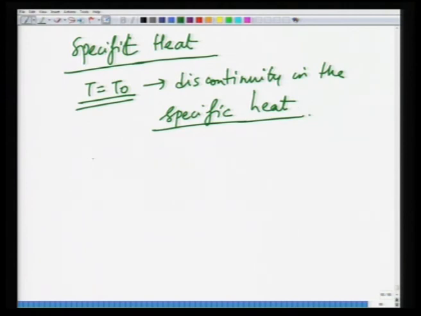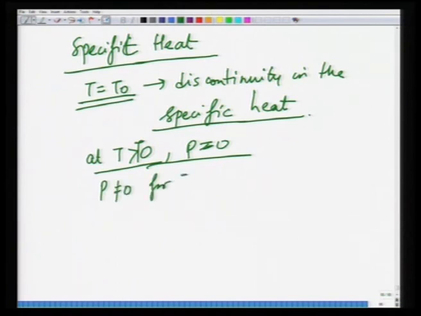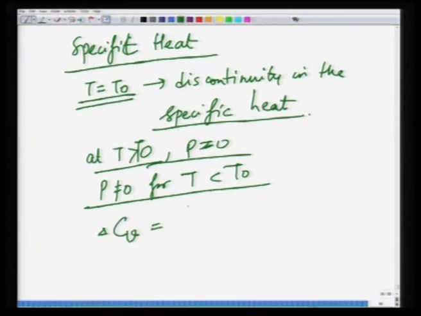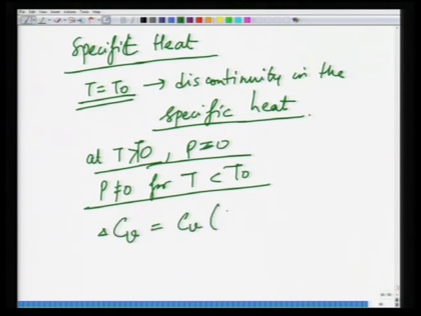So, basically at T greater than T naught, you have P is equal to 0, and P is not equal to 0 for T less than T naught. So, you have a finite polarization for temperature less than T naught, and from this one can determine what is the specific heat. So, delta Cv will be Cv at, so you can get delta Cv near the transition.